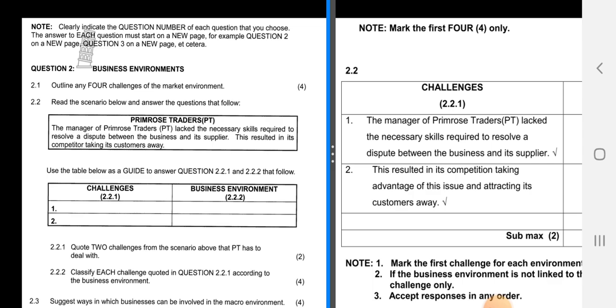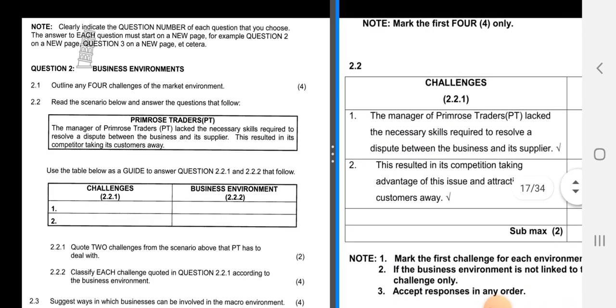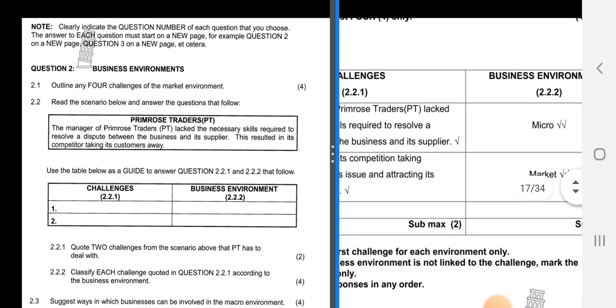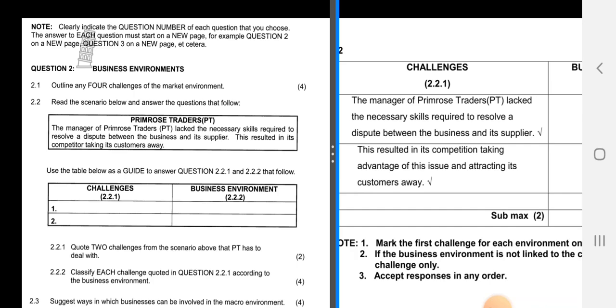Primrose Traders. The manager of Primrose Traders lacked the necessary skills required to resolve a dispute between the business and its supplier. This resulted in its competitors taking its customers away. So the manager lacked the necessary skills to resolve a dispute with its suppliers. That is a challenge of the microenvironment. So lack of necessary skills. So this resulted in its competitors taking advantage of the issue and attracting its customers away.